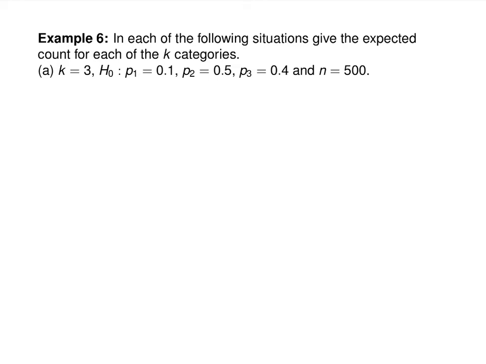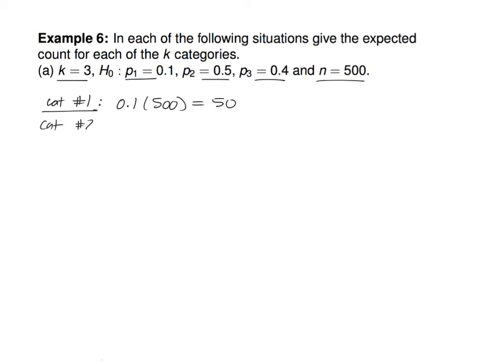Okay, and lastly we'll do a chi-squared goodness of fit thing. So before we do that, we're going to talk about finding expected counts. So supposing we have 3 categories with the following probabilities and a sample of 500. In category number 1, we'd expect to see 0.1, so 10% of that 500, or 50.